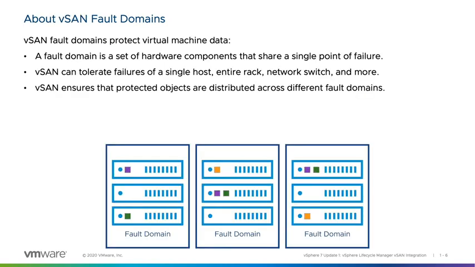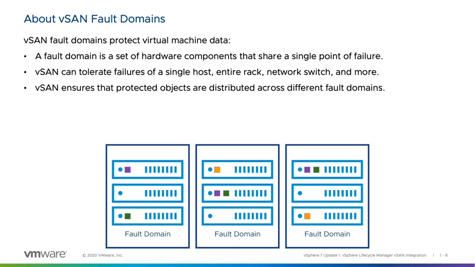vSAN fault domains protect virtual machine data. A fault domain is a set of hardware components that share a single point of failure. Typically, a vSAN fault domain can tolerate failures of a single host, an entire rack, network switch, and more. vSAN ensures that protected objects, virtual machines, are distributed across different fault domains. For more information about fault domains in vSAN, see the vSAN documentation, managing fault domains in a vSAN cluster.